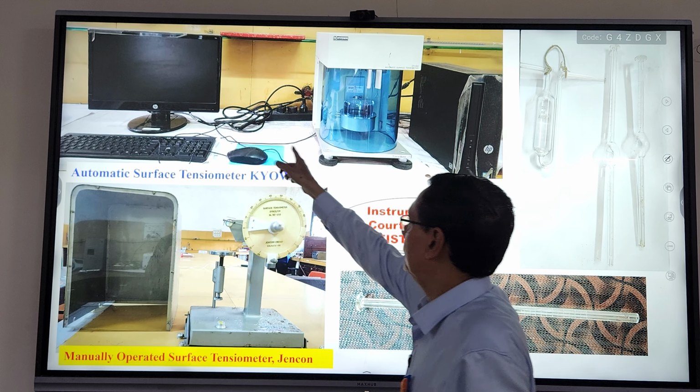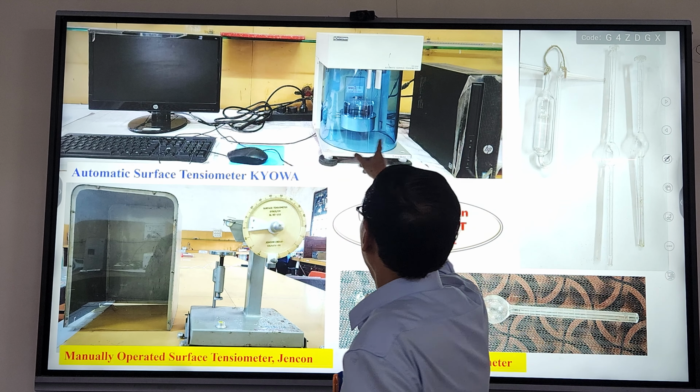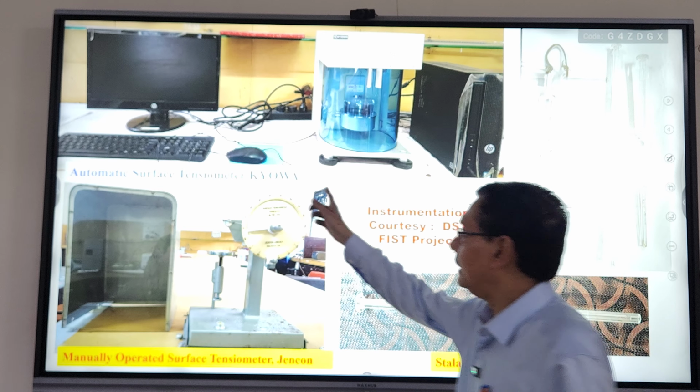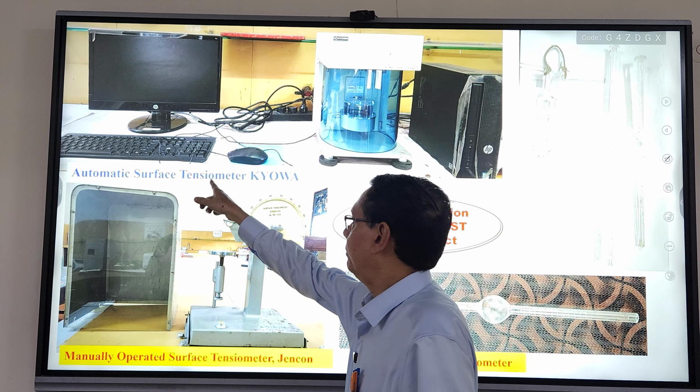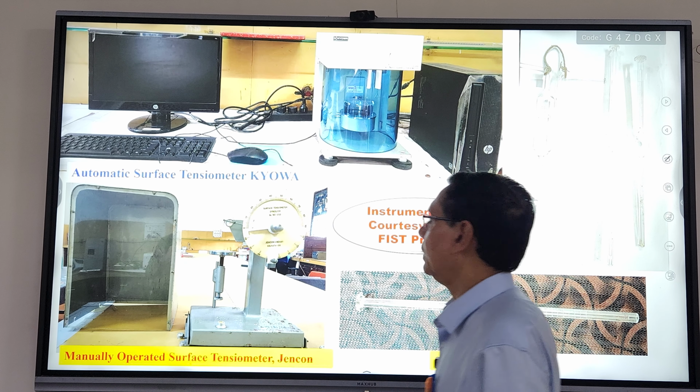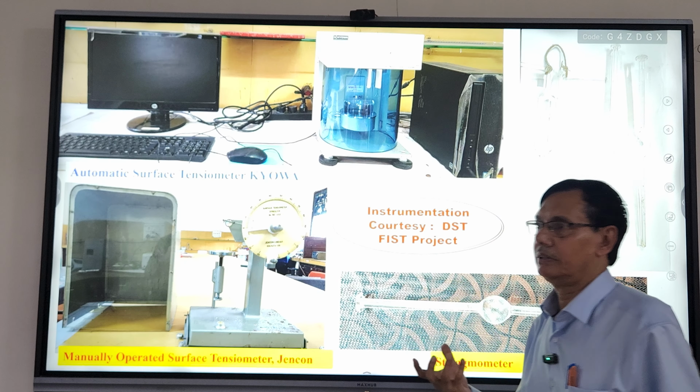So you see that this is our tensiometer, Kyowa. And here there is a platinum ring. I will show you that platinum ring. We'll take a beaker and gradually touch the surface. You will see the technique, and automatically the computer monitors the surface tension. You need not be worried about the force acting on that surface.